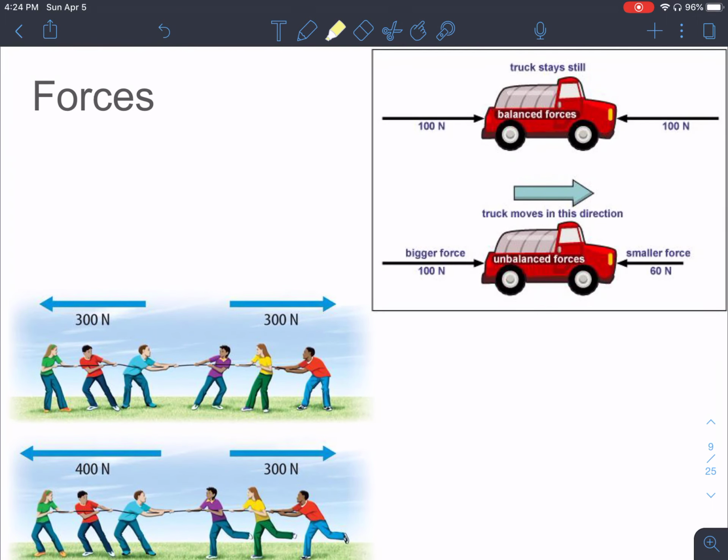All right, here are some more examples with pictures. So we have a truck that is staying still. It has a force of 100 newtons pushing it forward, but a force of 100 newtons also pushing it backward. So that truck is not moving. But in the second picture, we still have the 100 newtons of force pushing that truck forward, and now we only have 60 newtons of force holding it back. So this truck is going to move in the forward direction due to unbalanced forces being applied.